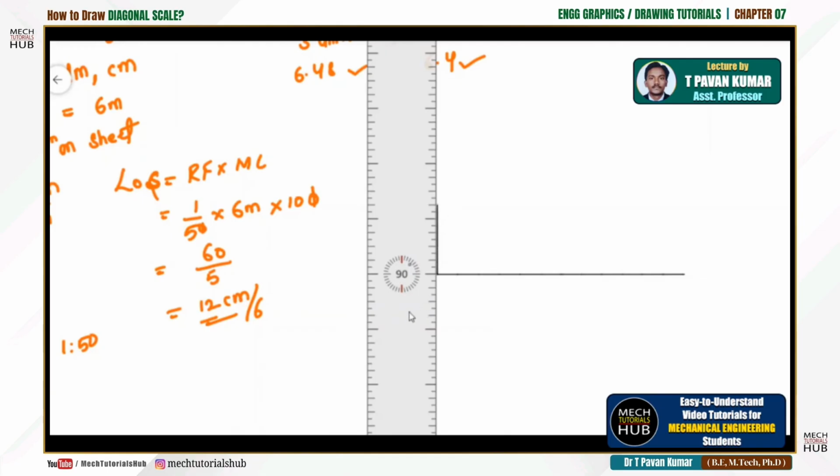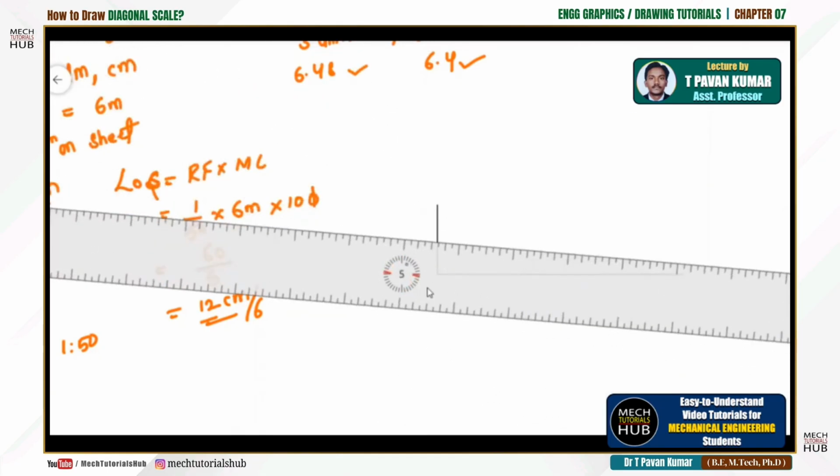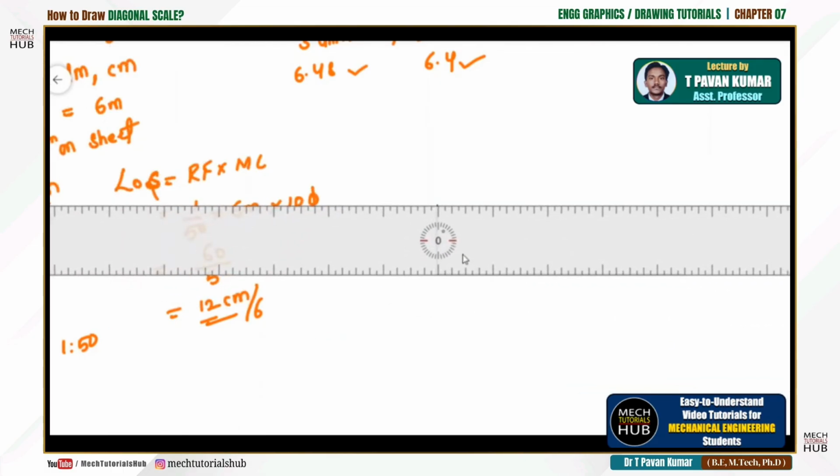Here also I am trying to calculate every two parts. You can consider up to 5 centimeters, or else in a few cases, what we actually try to do when we draw a diagonal scale is we consider one part distance as the height of the scale. Okay, that is also fine.